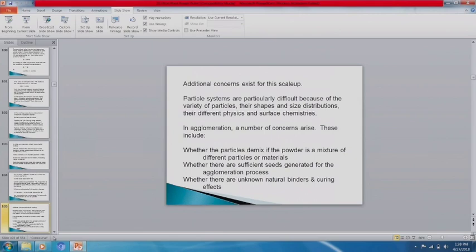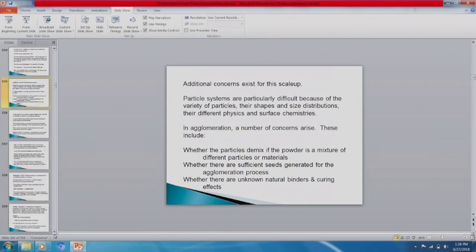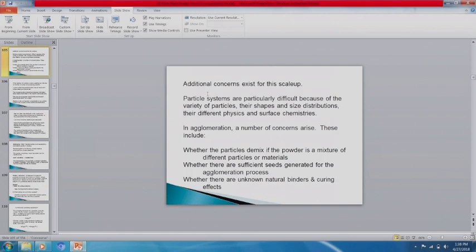Additional concerns, okay. Particle systems are particularly difficult because of the variety of the particles, their shape and particle size distribution, their physics and surface chemistries. And with agglomeration, a number of concerns arise, and these include whether the particles demix, if the powder is a mixture of different particles, and whether there are sufficient seeds to generate the agglomerates. The seeds are a problem.